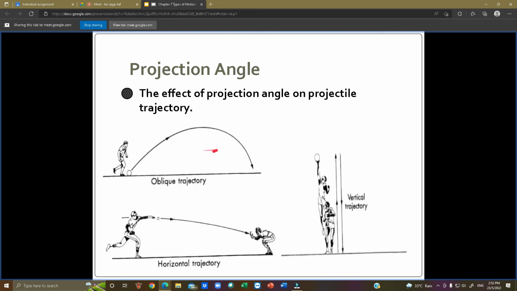Ni jenis projection yang tadi. Okay, kita ada oblique, kita ada horizontal, kita ada vertical trajectory. Although the shape is quite different, it still involve all those 3 things. Oblique, horizontal component, vertical component, apex. Horizontal, we have horizontal component, we have vertical component, and apex. Same goes as vertical. We have vertical component, apex, and horizontal component yang pendek. So, regardless of the shape, all those will actually have those 3 properties. Vertical, horizontal, and the apex.